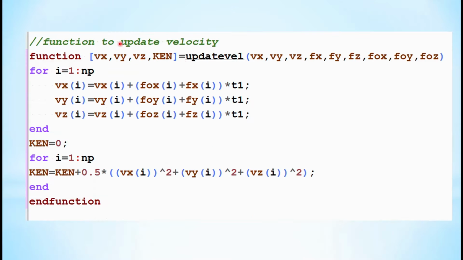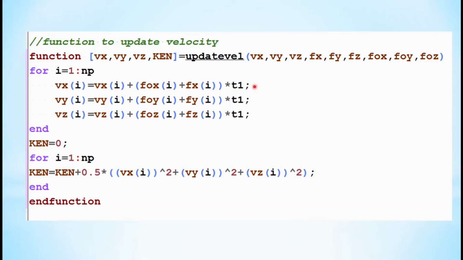Next, function to update velocity. Vx, Vy, Vz are the new components of velocities. Ken is the sum of the kinetic energies of all the particles. Name of the function is update vel. The inputs are Vx, Vy, Vz and Fx, Fy, Fz. Fox, Foy and Foz are the values of the old forces. Fx, Fy and Fz are the values of the new forces. So we'll have to use a for loop that will run from 1 to np and calculate the new values of velocity components. T1 here is dt or delta t divided by 2m.